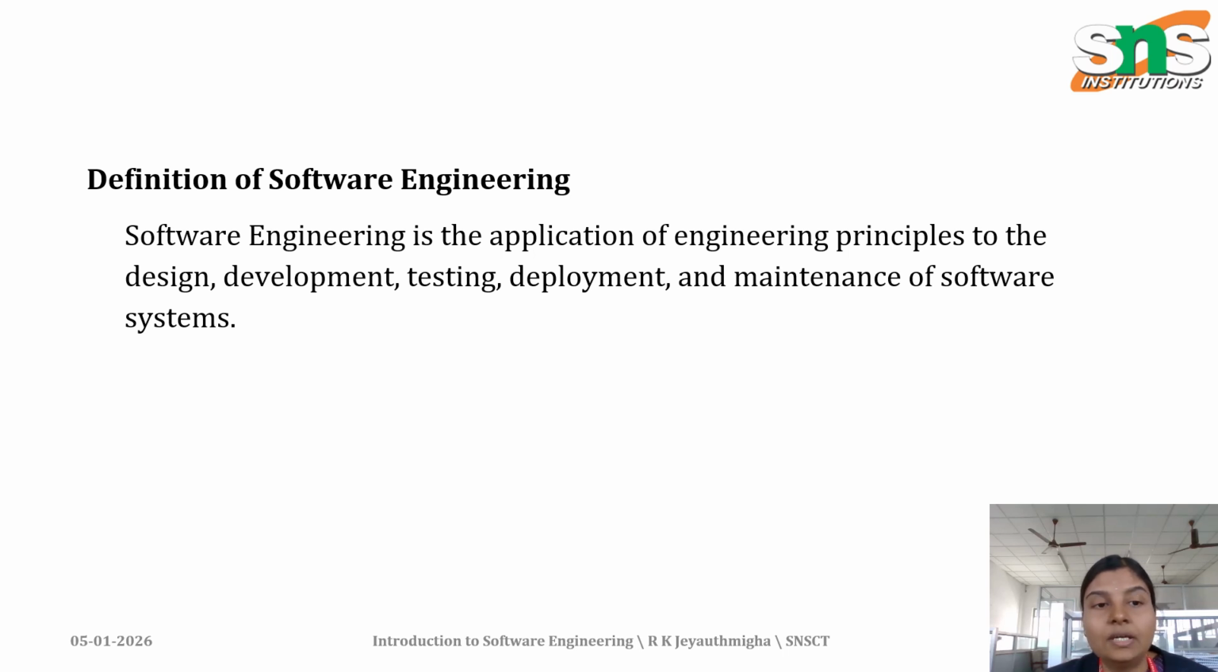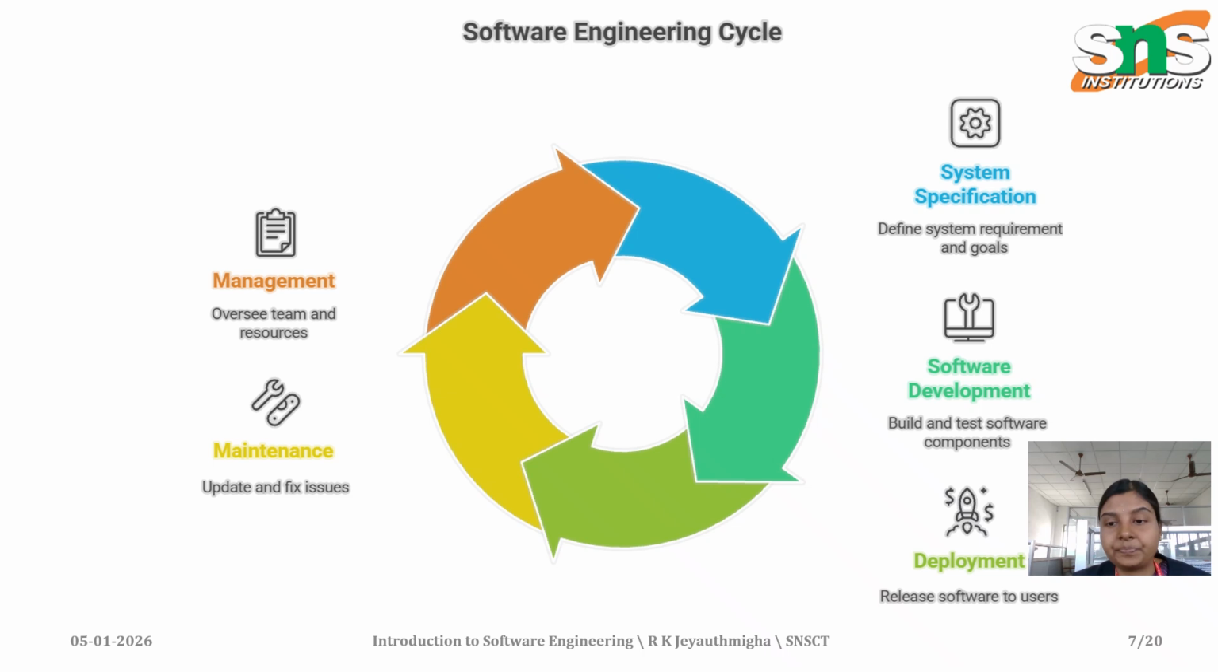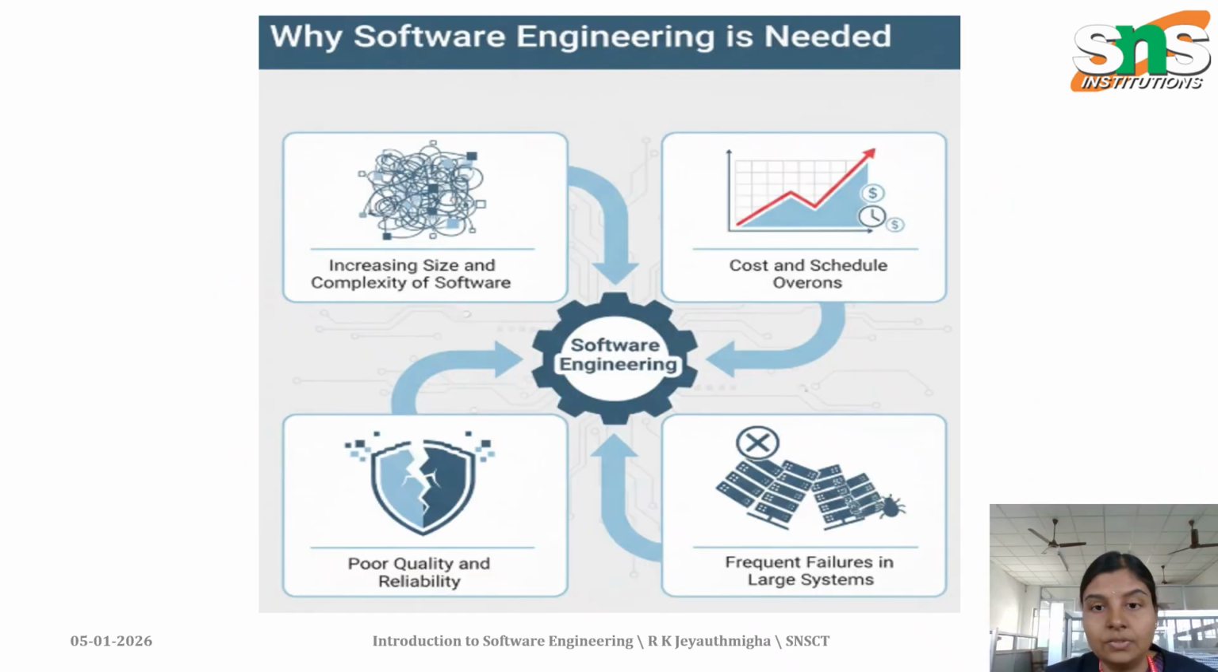Let's define software engineering. Software engineering is the application of engineering principles to the design, development, testing, deployment, and maintenance of software systems. The software engineering cycle includes system specification, which defines system requirements and goals; software development, which builds and tests software components; deployment, which releases the software; management, which oversees system and resources; and maintenance, which updates and fixes issues.